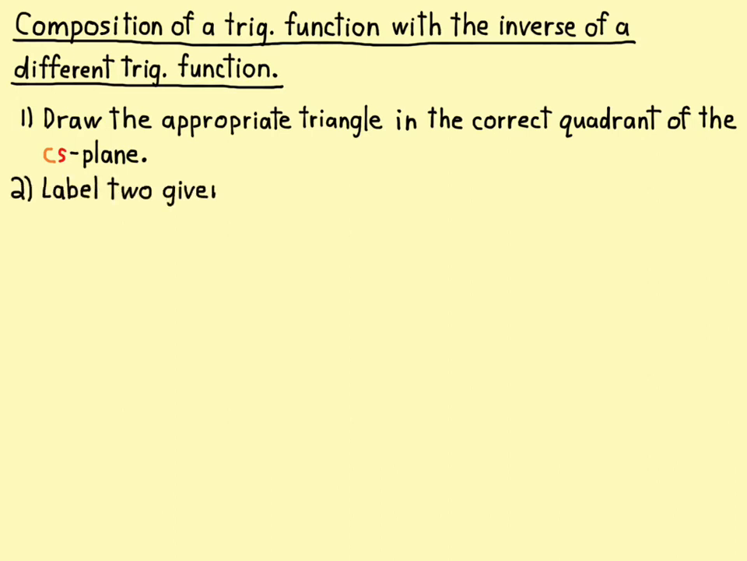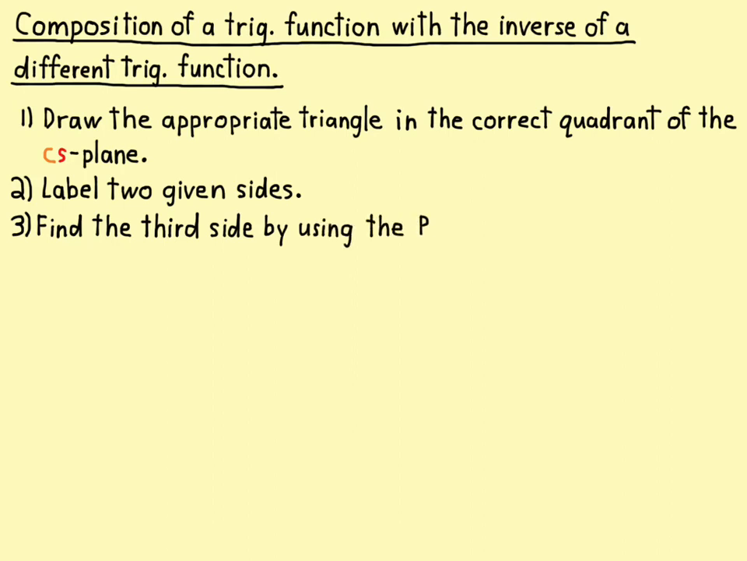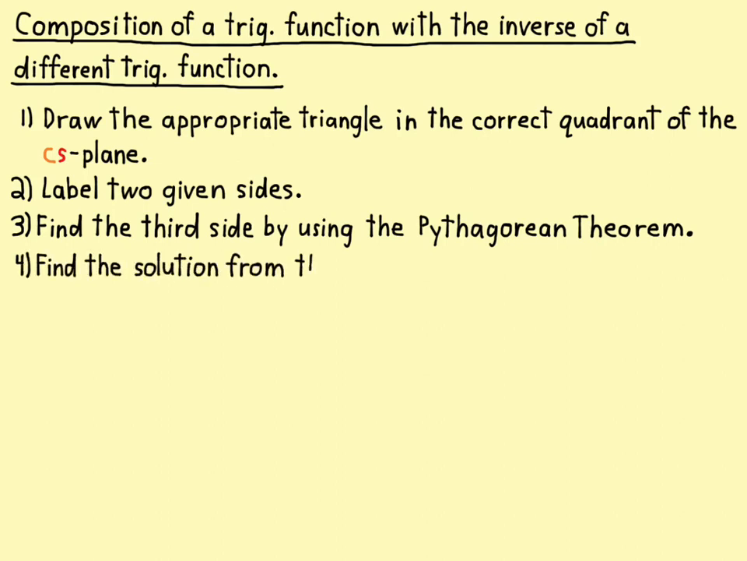Then you label the two given sides, and then you compute the third side using the Pythagorean theorem, because it's a right triangle, so that shouldn't be a problem. And then you find the solution from the triangle by using ratios of two sides from the original definitions of the trig functions.